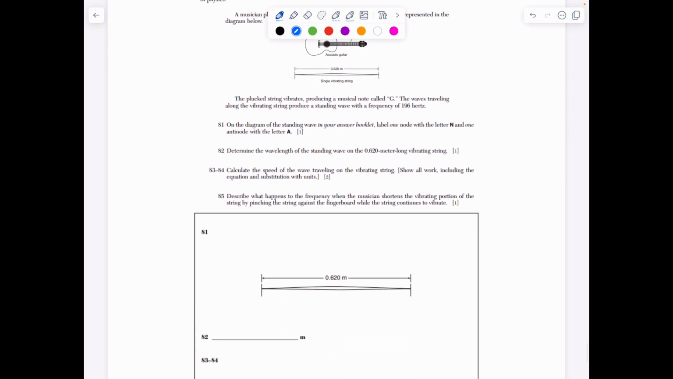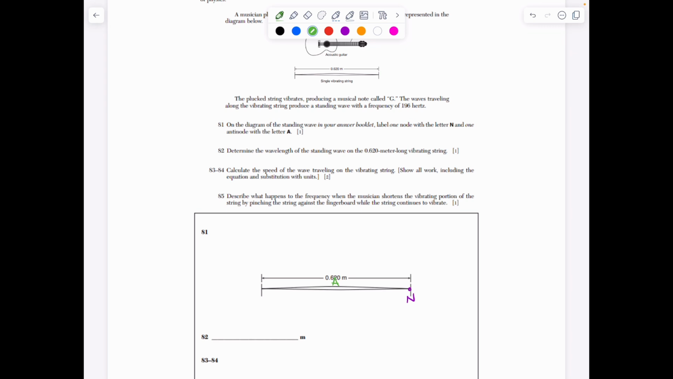And so here is our node. Nodes have no motion. That was one. Here's the other. We don't have to label both, so I'm just labeling one. And our antinode is right in the middle. So I just put an A right there in the middle.